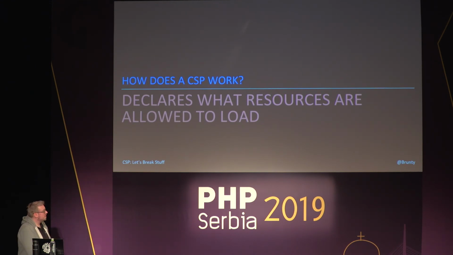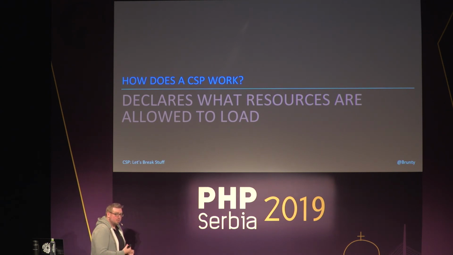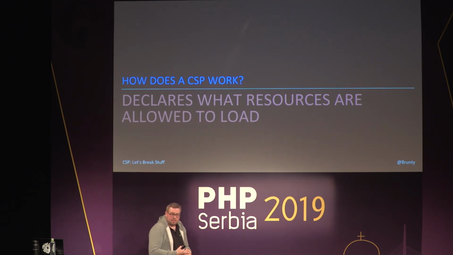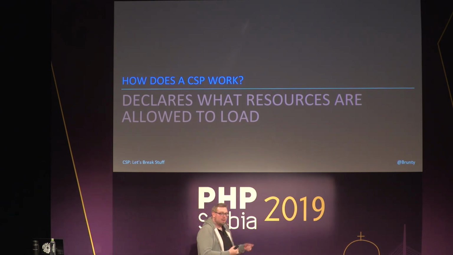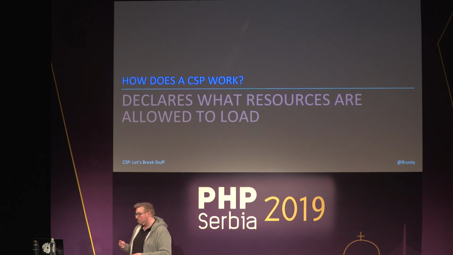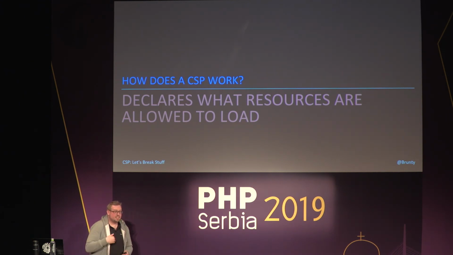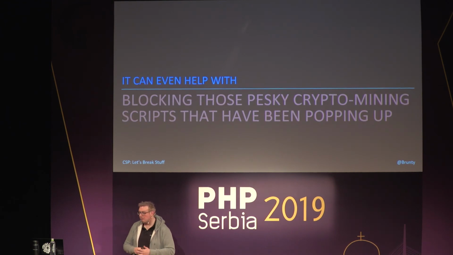Ultimately, it works by declaring what resources are allowed to load. Browsers are really stupid. You tell them to load something and they do it. So if you send them a page that says, hey, go to mybadsite.com and load superhack.js, the browser's going to go ahead and do that. What a content security policy does is it's a trusted header that's sent back from your application, and it tells the browser what resources are allowed to be fetched from what destinations.